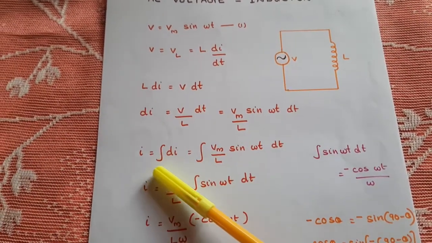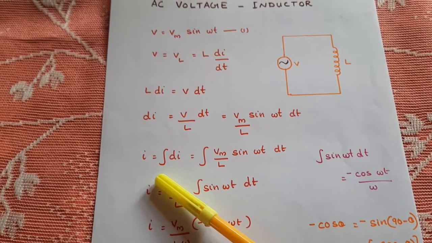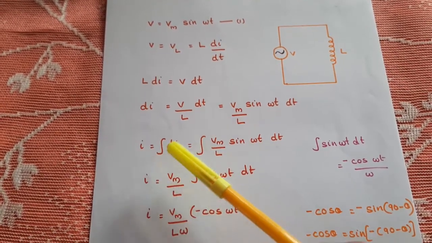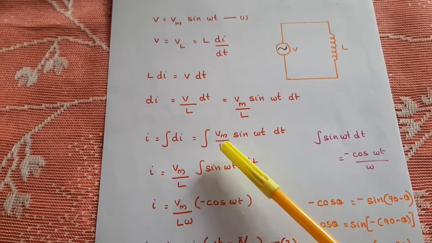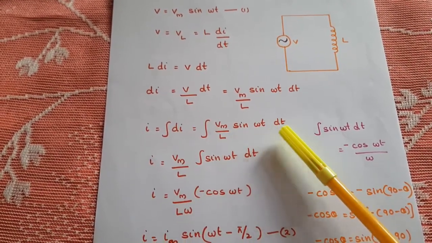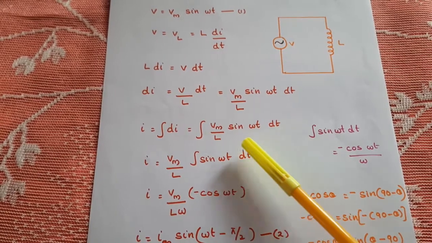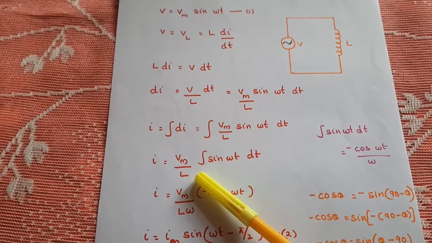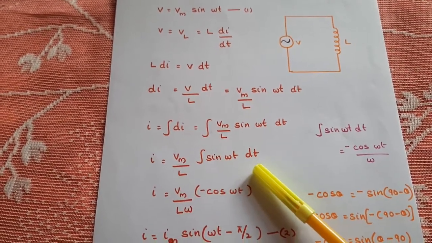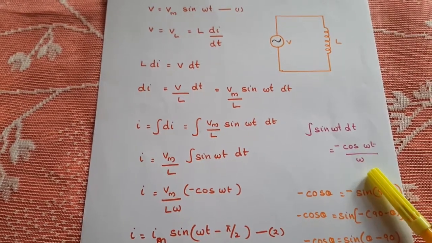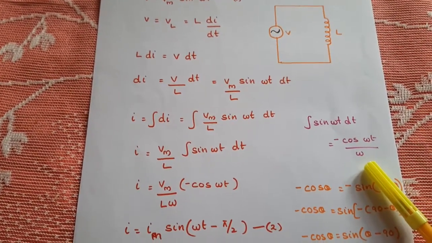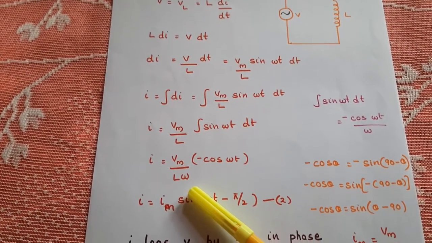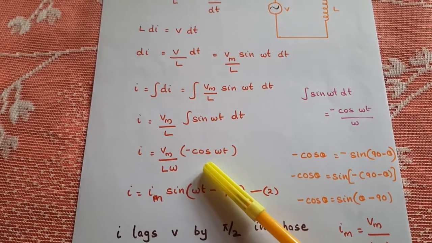In order to find the current through the inductor, let us integrate di. I is equal to integral di, which is equal to integral Vm by L sin omega t dt. Let us take the constant Vm by L outside the integration. Integral sin omega t dt is minus cos omega t by omega. Therefore, current I is equal to Vm by L omega into minus cos omega t.